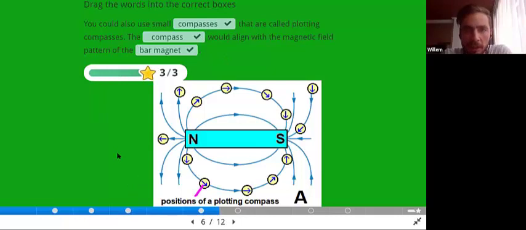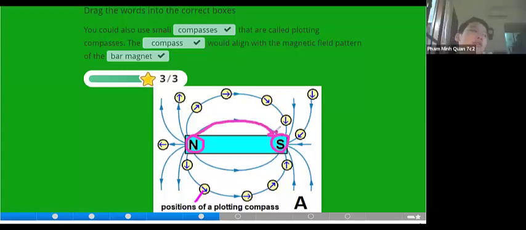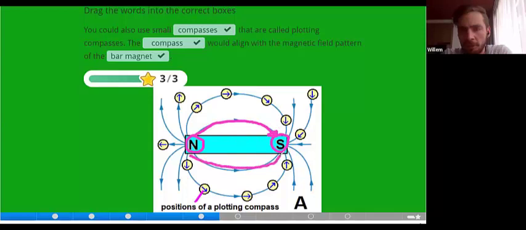Okay, now let's look at this. So here we have the North Pole and we have the South Pole. And we know that the magnetic field moves from the North Pole to the South Pole. Okay, here it moves from the North Pole to the South Pole. Now, if we place a small compass next to a magnet, the compass would align with the magnetic field. Now, it will always point in the direction of the magnetic field, but it will point towards the north end of the compass.